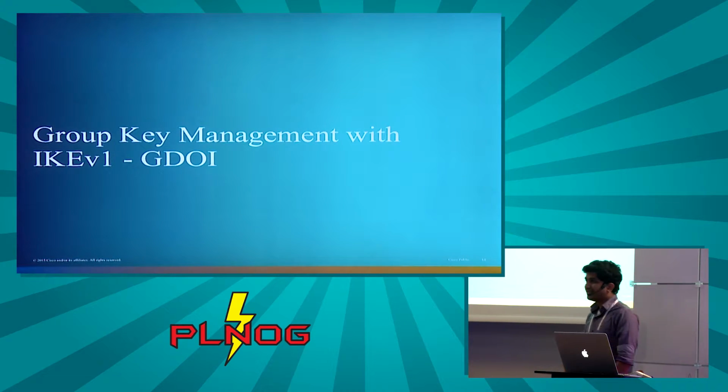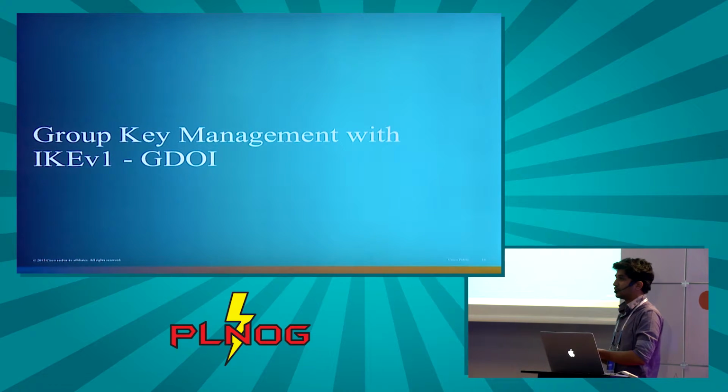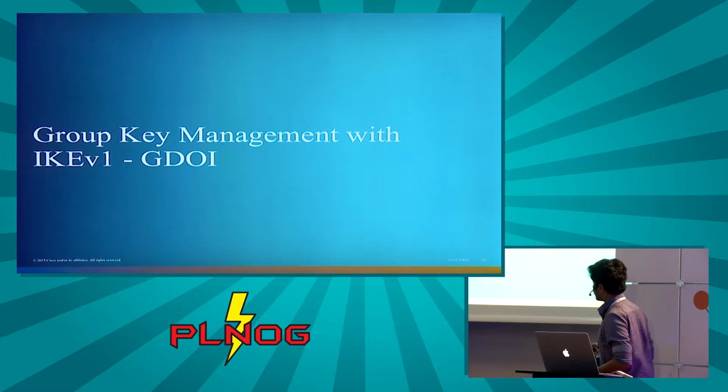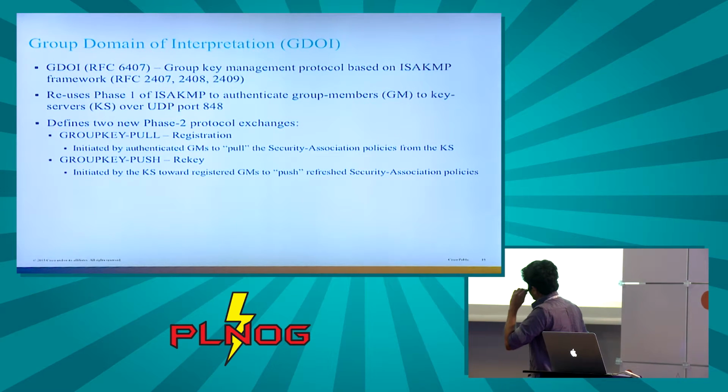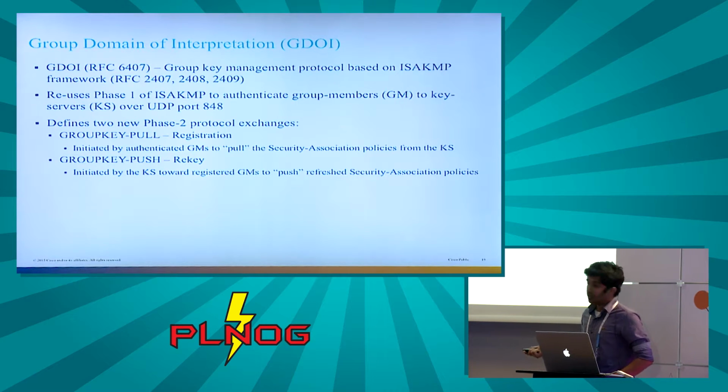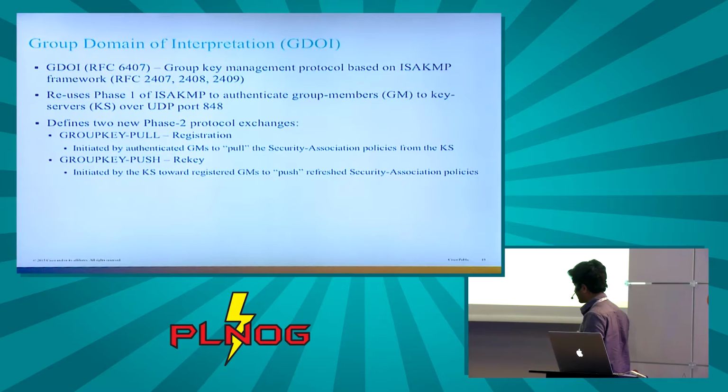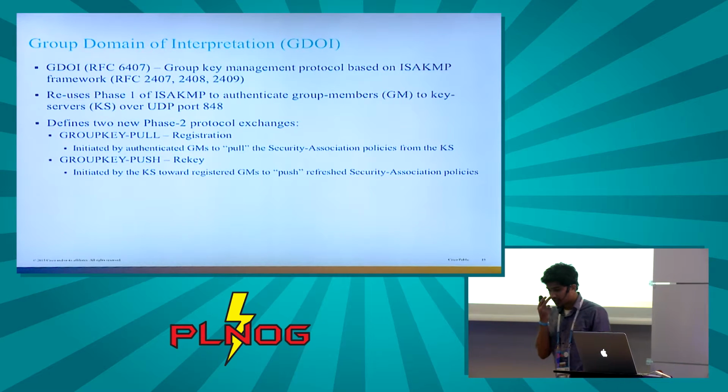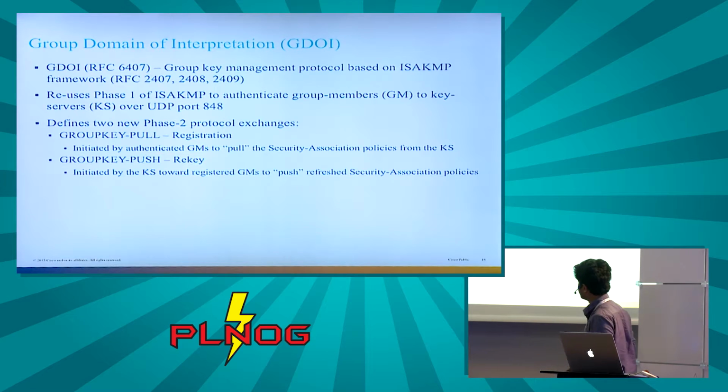Okay, so with these components in place, you have key servers, you have group members, we have the header preservation concept, and we have the keys that are distributed from the key server to the group member. We'll quickly talk about how we made use of GIKE v1 to put all these together and form GETVPN. So we make use of something called GDOI. It's defined in RFC 6407. It's one of the RFCs co-authored by a couple of Cisco people. It makes use of the ISAKMP framework. ISAKMP, as defined in IKE v1, RFC 2407, 2408, and 2409.